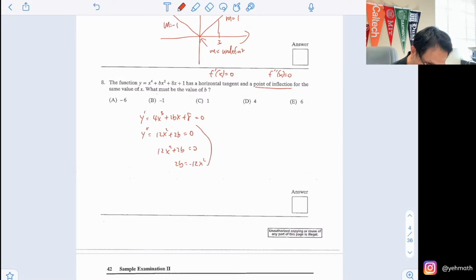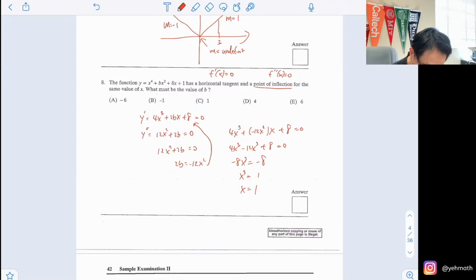So can I plug this back in here? So it'll be 4x cubed plus 2b. So 2b is going to be negative 12x squared times x, plus 8. So it'll be 4x cubed minus 12x cubed plus 8 is equal to 0, right? So that's equal to negative 8x cubed equal to negative 8. X cubed is equal to 1. X equal to 1.